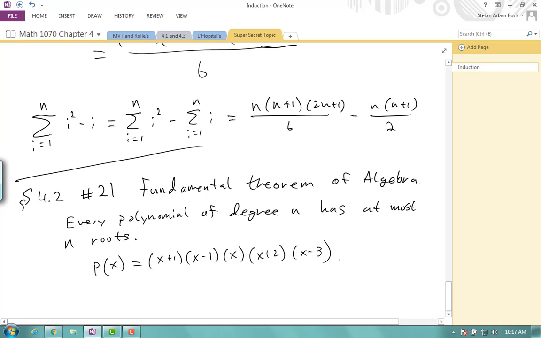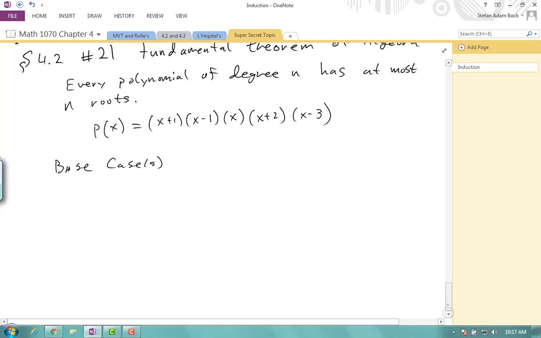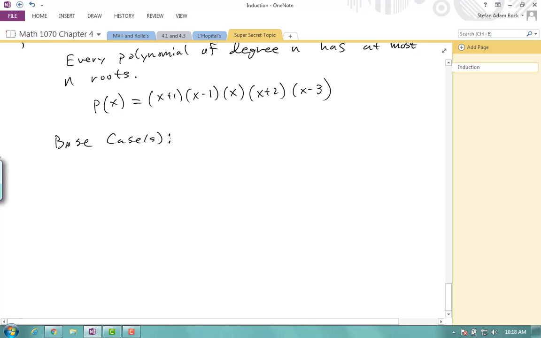Here I have a total of 5 roots. I have 5 linear factors, and the roots are -1, +1, 0, -2, and +3. But the question is, how do I know I don't have a polynomial with more than n roots, or with more roots than it has degrees? And this is actually true because of Rolle's theorem here in section 4.2. And I'm going to be able to prove this with induction. So I'll set up my base cases. I like to do 2 of them, or more, because sometimes it helps me find out what I'm going to need to do for my induction step.